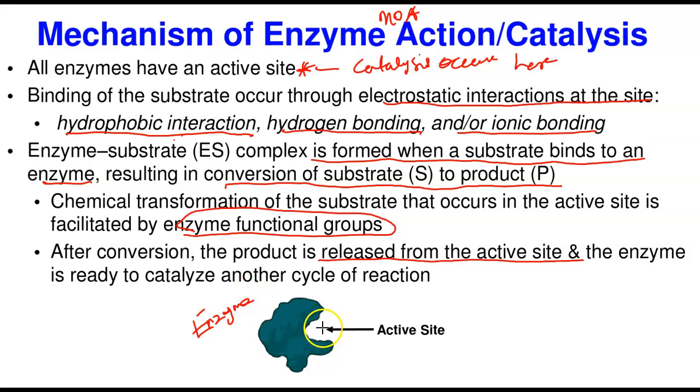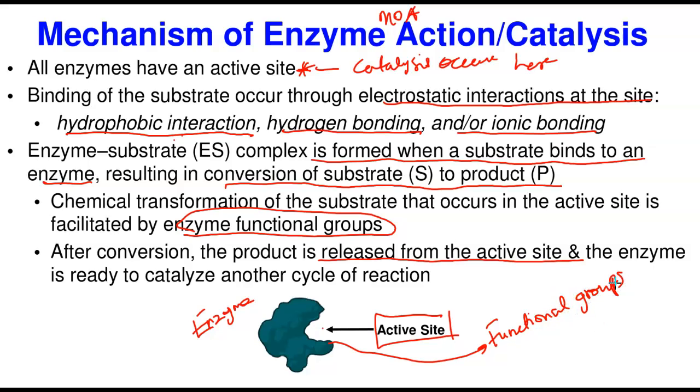Now this enzyme has a groove. It is this groove that is called the active site of the enzyme, and inside this groove is where you have the functional groups of the enzyme. The functional groups of the enzyme are those groups that interact with the substrate through electrostatic interactions, hydrophobic interaction, hydrogen bonding, and ionic bonding.